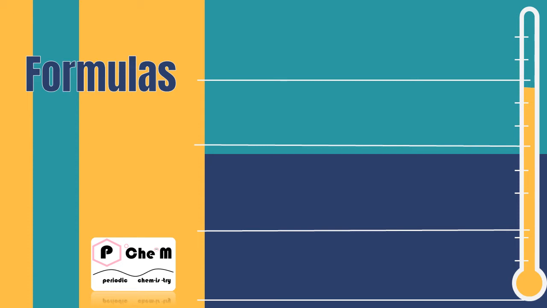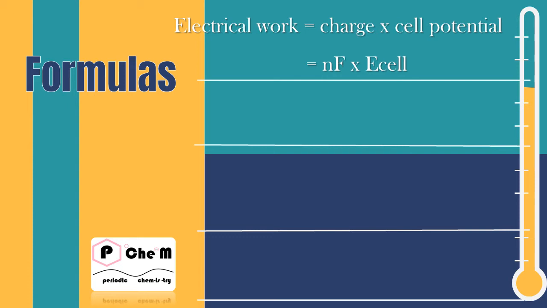Let's quickly go through the formulas that will be needed to solve the numericals. First formula is for electric work, which is equal to charge into cell potential, which is equal to nF E cell. E cell is the cell potential and F is Faraday, that is 96500 coulomb per mole of electrons. That means charge on 1 mole of electrons is 96500 coulombs, and therefore charge on n moles of electrons will be equal to nF.